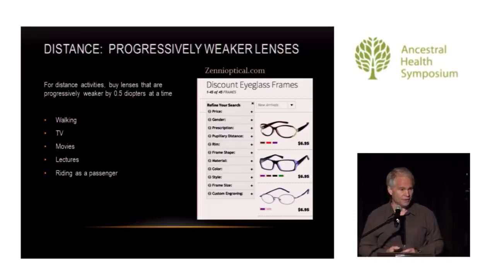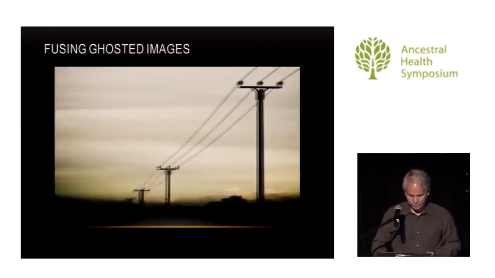Order yourselves a few pairs of progressively weaker lenses. So if you're at -3, get a -2.5, get a -2, get a -1.5, and then as you get better and better, move down to the weaker lenses.